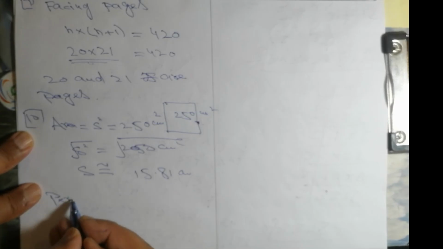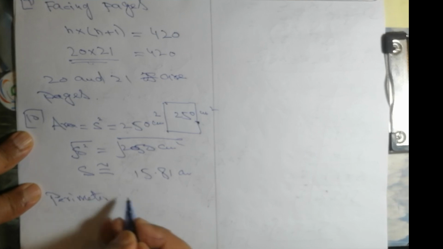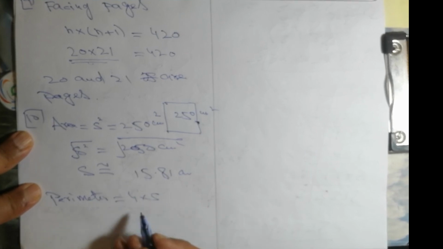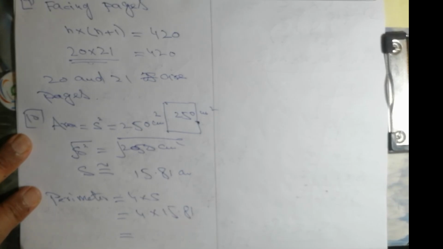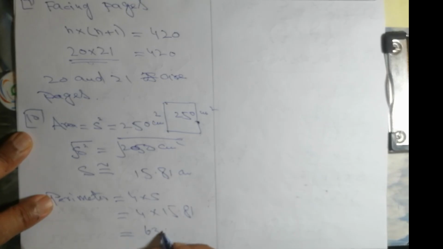Perimeter of a square is equal to 4 into side. So 4 multiplied by 15.81, that is equal to 63.25, which is approximately 63.3 centimeter. So this is the perimeter of the square, I mean the photo frame.